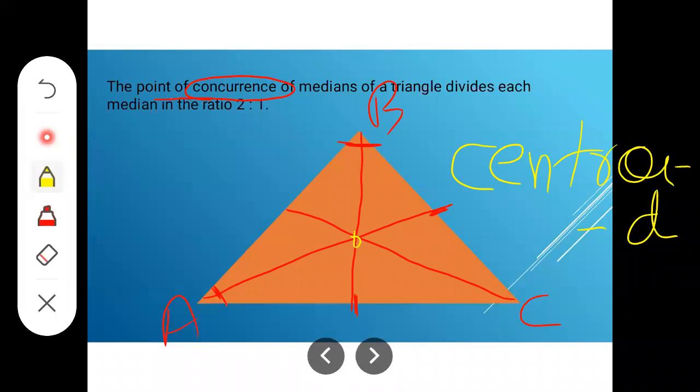Yes, and what is the property regarding that? The centroid divides the given median in 2:1 ratio. 2:1. That means length, yes, the centroid is always denoted by capital G.